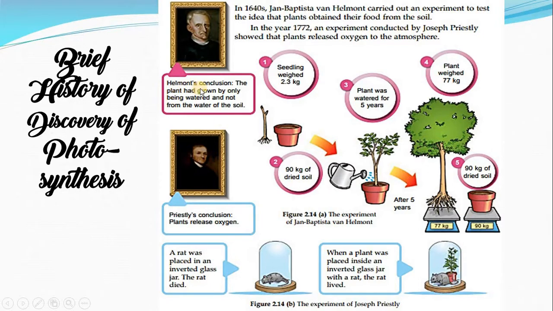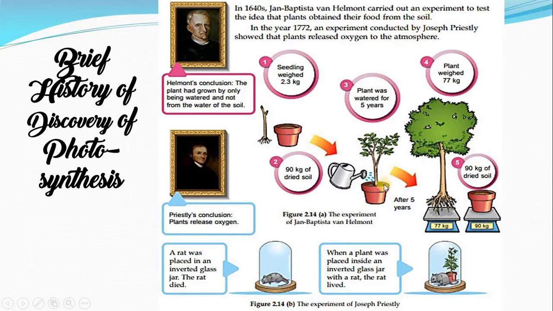So what is the conclusion? The plant had grown by only being watered and not from the soil. That is what Van Helmont concluded about this experiment. The plant had grown by only being watered and not from the soil. So the idea that plants obtain their food from the soil was disproved.